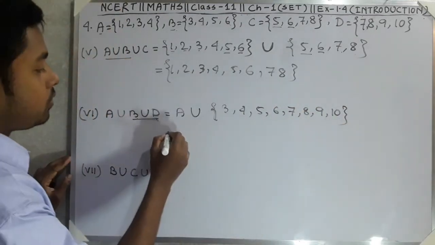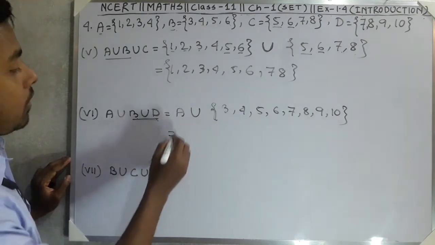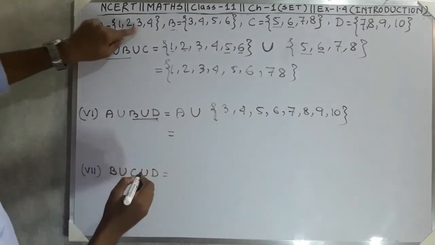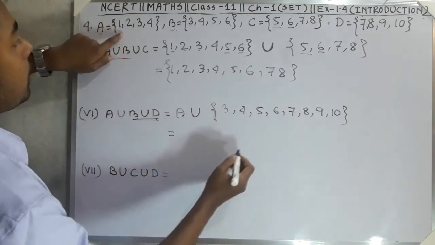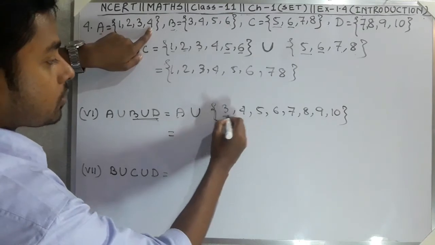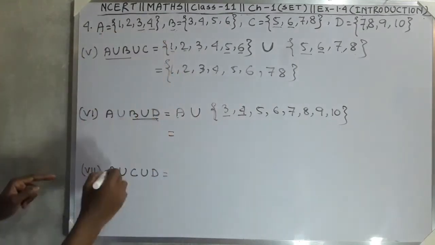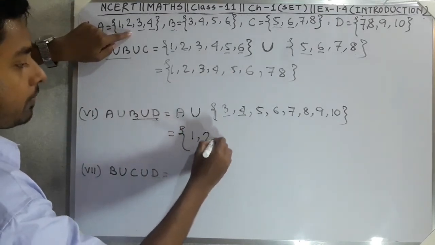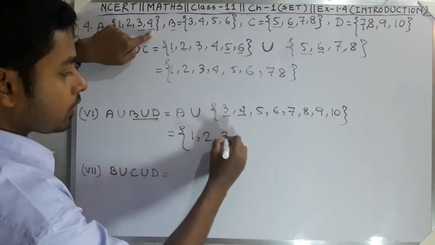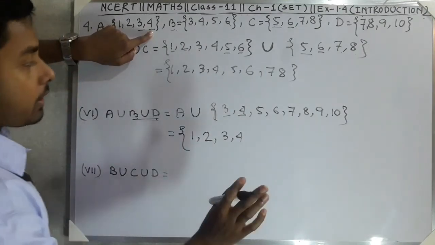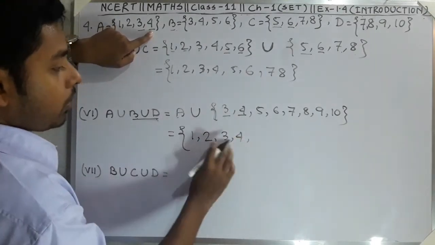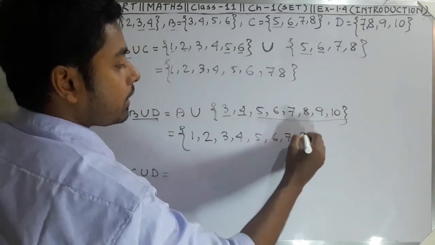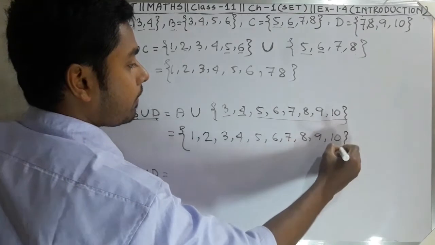Now what do I have to do? We have to find out A union this set. So A means 1 2 3 4. And is there any common element? 1 2 3 4 and here 3 4. So 3 and 4 are the common. So the set will be 1 2, then 3 4, common elements taken together one time only. Then we have to write all the elements, 5 6 7 8 9 and 10.